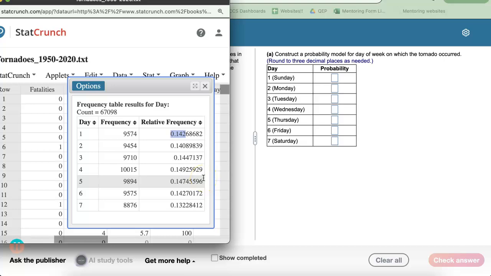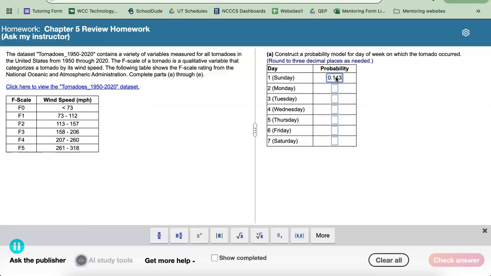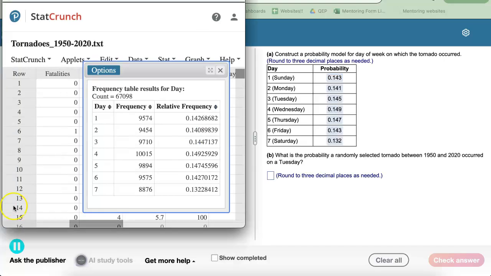By just going ahead and allowing StatCrunch to compute the relative frequency, I can get that information a little bit quicker. I want to copy and paste this here, rounding correctly to 3 decimal places. So I'm just going to go through and do that for each. And so you can see here I've just completed this probability model by repeating the process for each day of the week, copying and pasting each relative frequency.